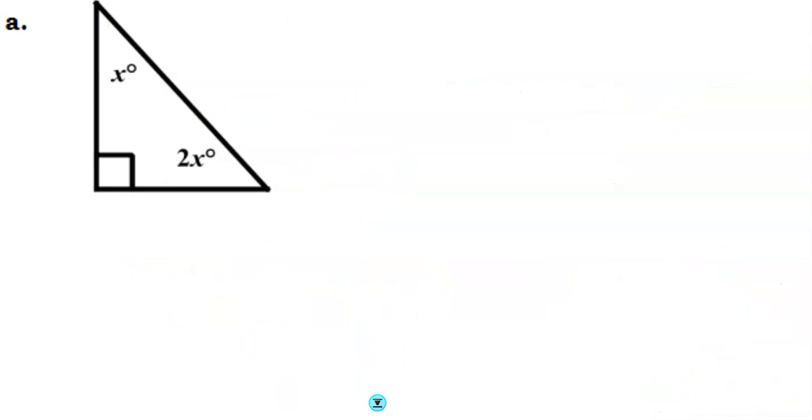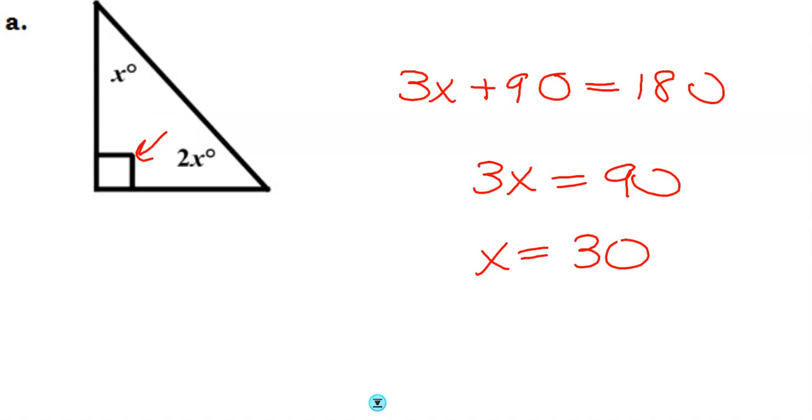I want you to try out what A is. Think about what that corner means. So corner means 90 degrees. I have 3 x's. I subtract 90 from both sides and then divide by 3. And I get x equals 30.